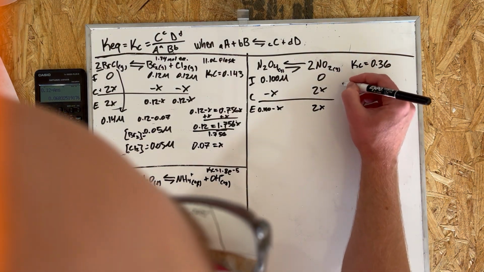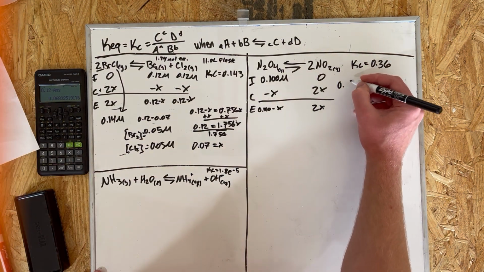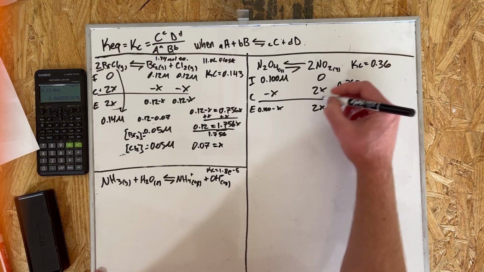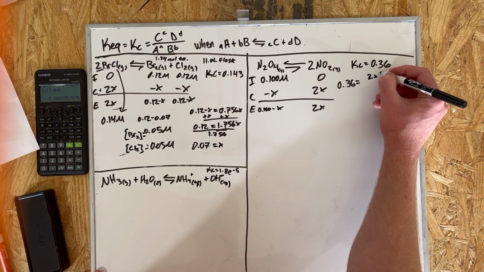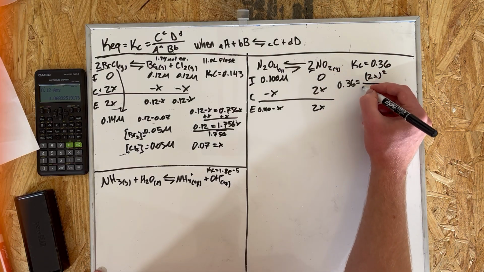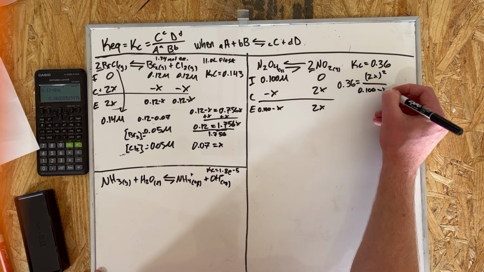So then our Kc value, 0.36, is going to be equal to the concentration here, so 2x, and that's going to be squared because we've got that coefficient, divided by 0.100 minus x.